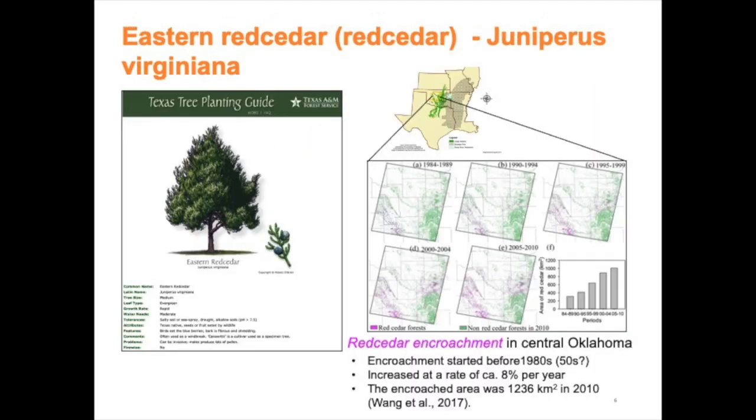And here I want to show some of the results we have. But before that, you will hear a lot of eastern cedar or red cedar in this talk. But eastern cedar, often shortened to just red cedar, is not red, nor is it a true cedar. It is a juniper, scientifically we call it Juniperus virginiana.